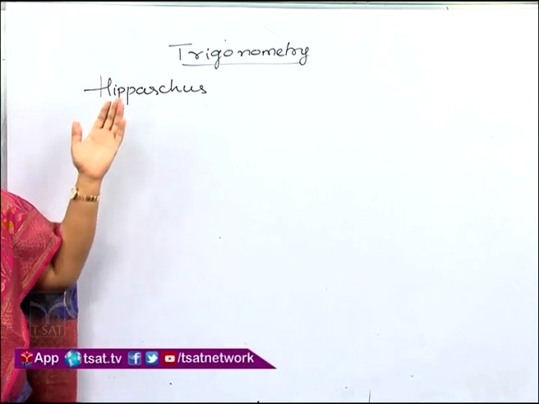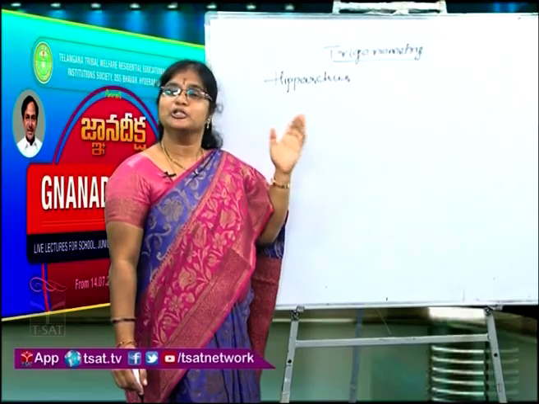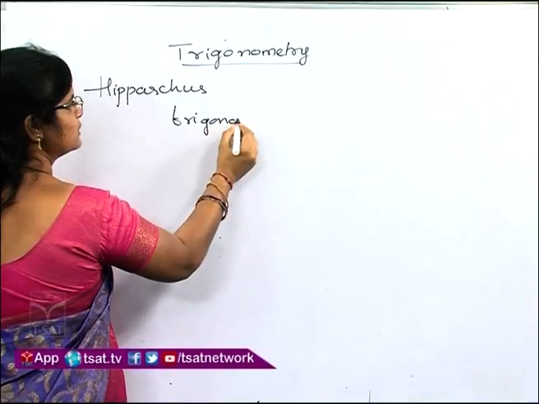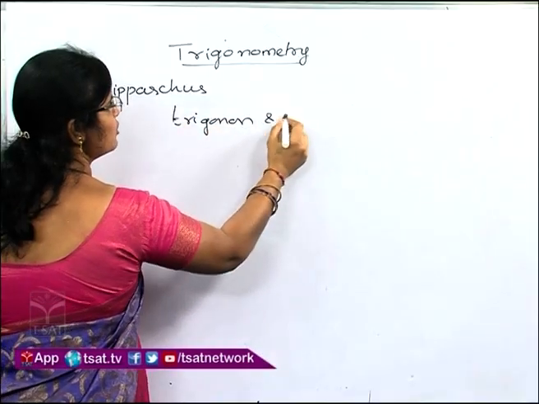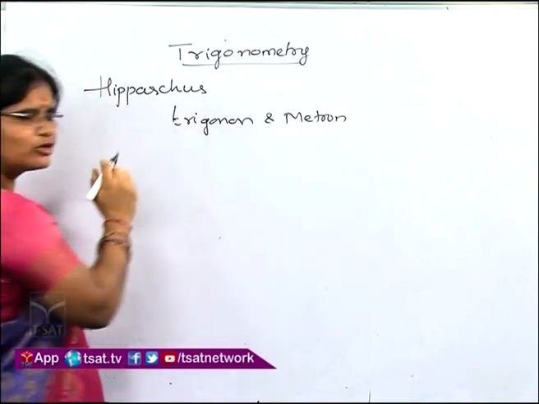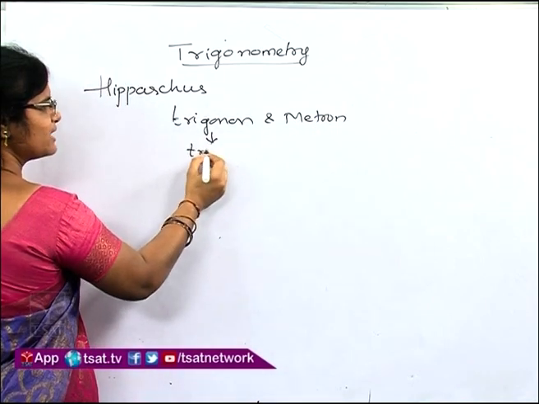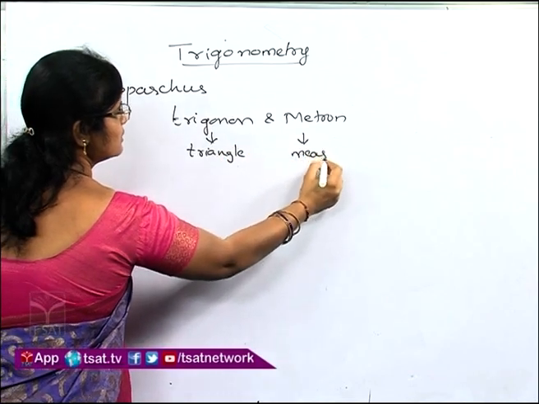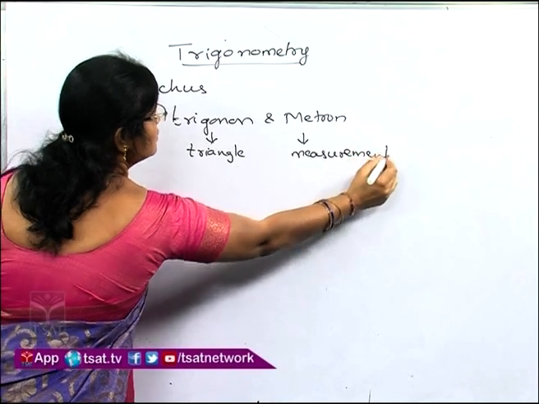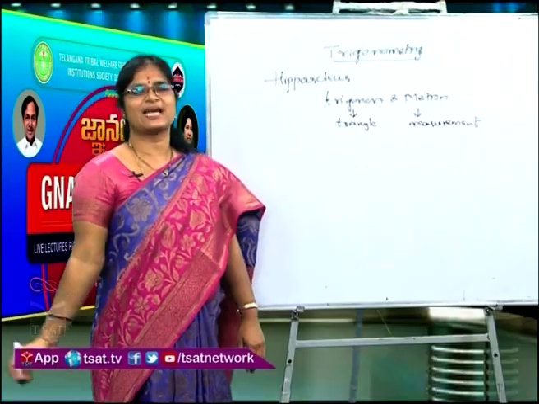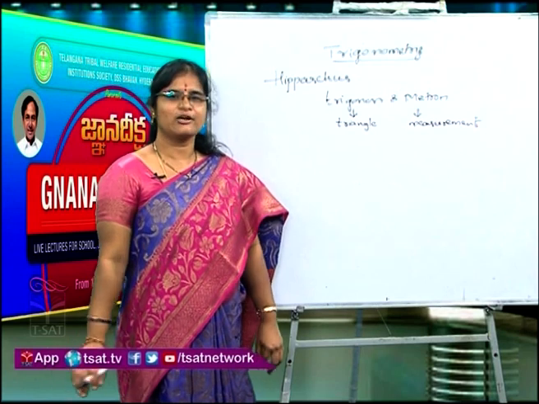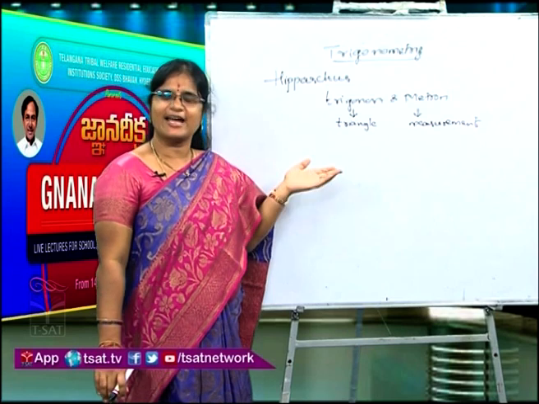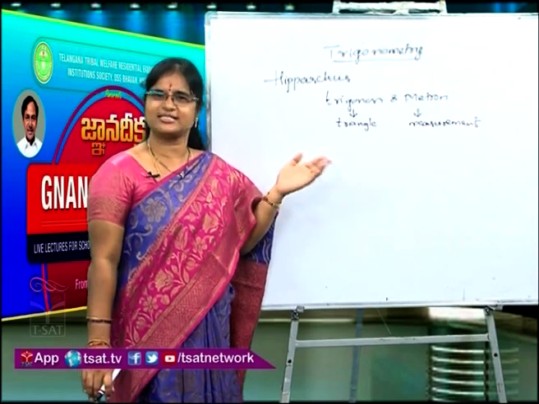Now this word trigonometry is derived from two Greek words, trigonon and metron. What do you mean by trigonon, children? Trigonon means triangle and metron means measurement. So trigonometry is the study of science that deals with the measurement of triangles. It has great use in finding areas, heights and distances, etc.